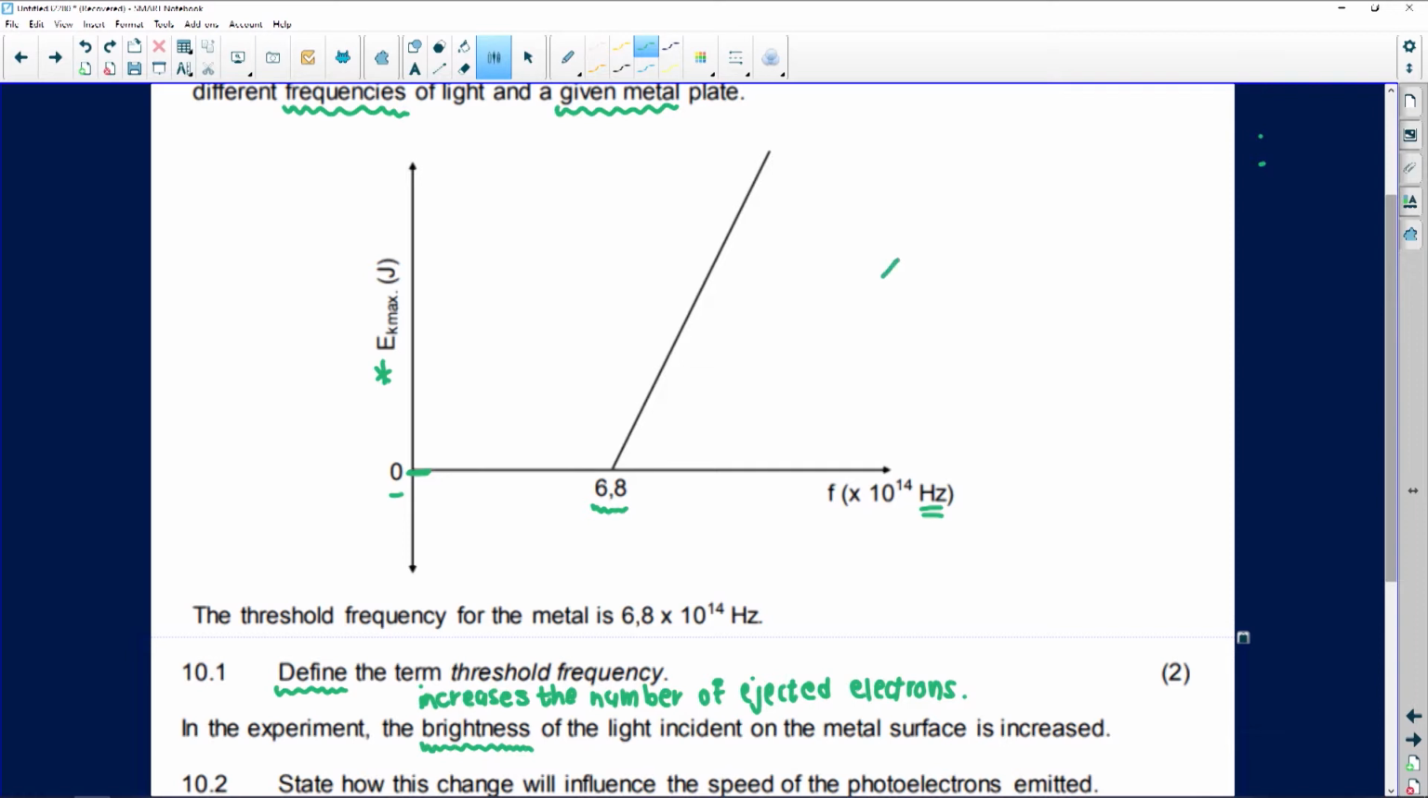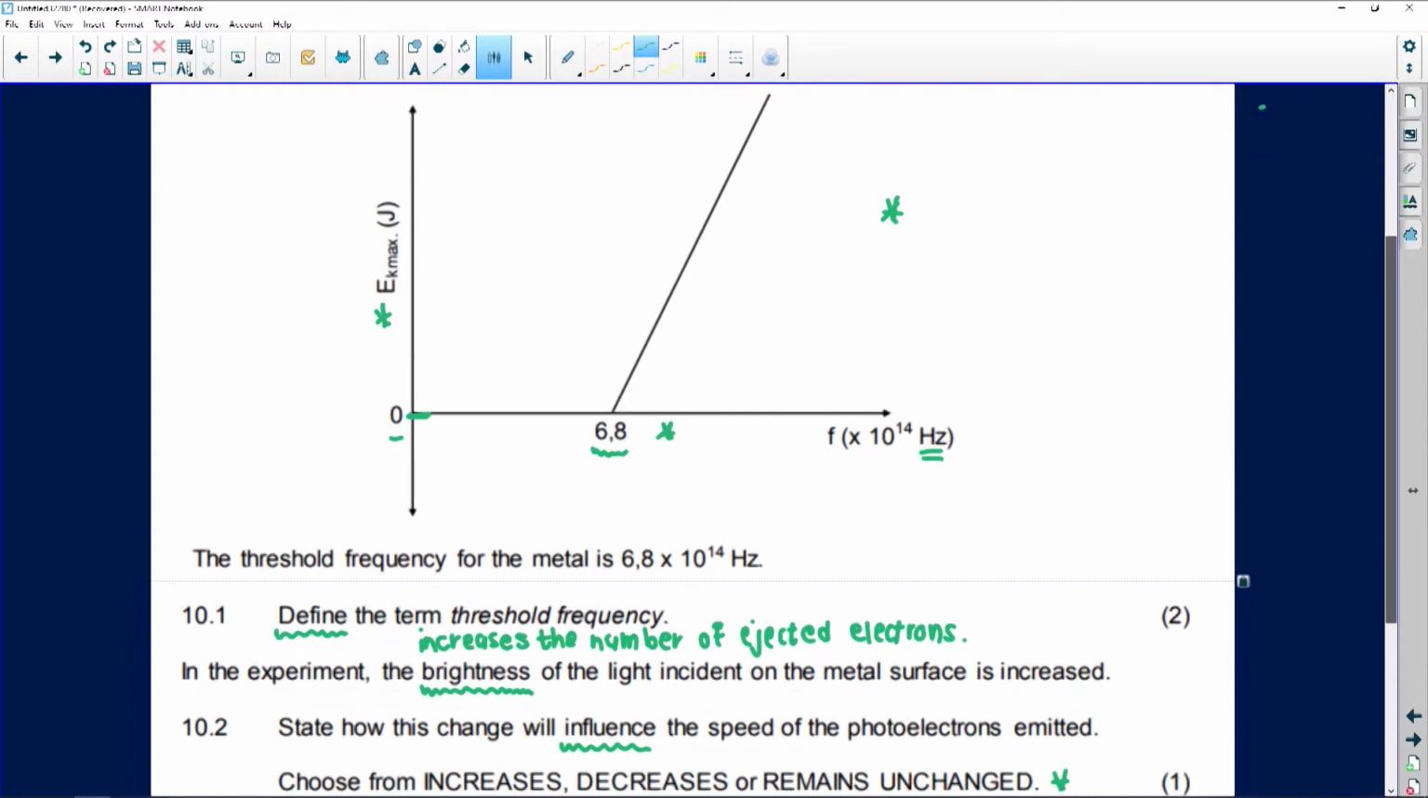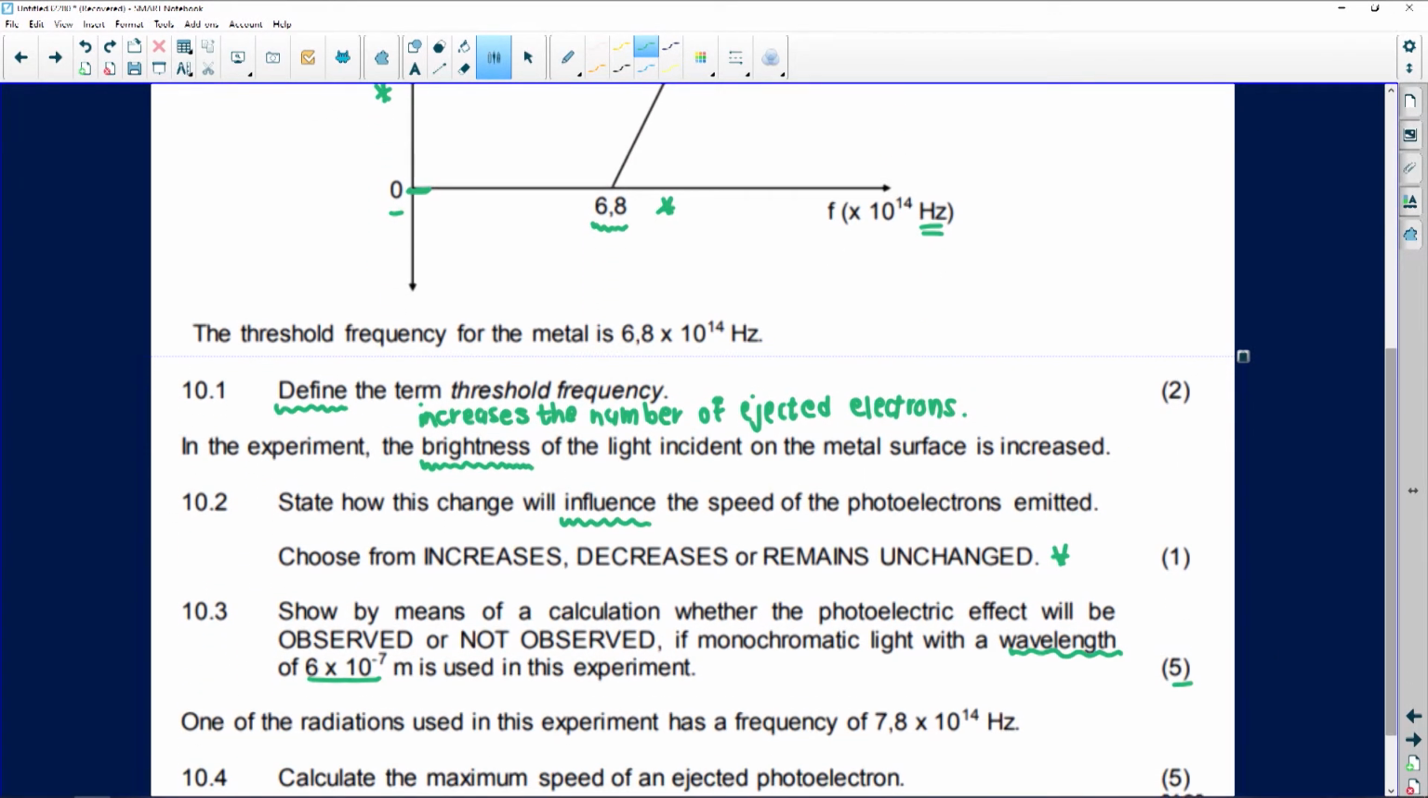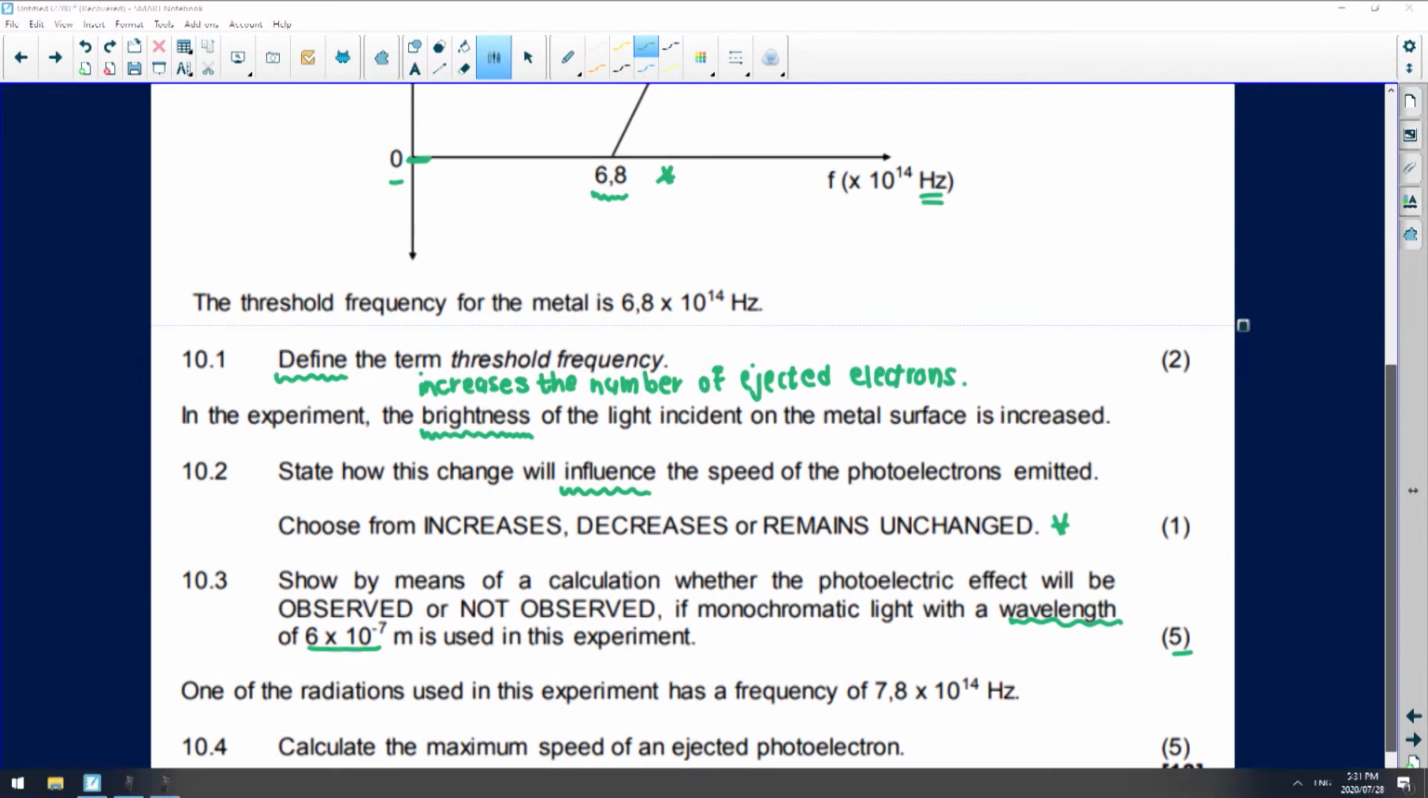Here, this is our first clue. We were given a certain metal. They didn't tell us which. They just said a given metal. They told us that the threshold frequency of the metal is 6.8. Now they are telling us that we need to calculate if we used a wavelength of 6 times 10 to the negative 7 meters in the experiment, whether the photoelectric effect will be observed or not observed. Now, this is how you need to think. You need to see whether something is going to happen or it's not going to happen. How do we know this in the photoelectric effect? If we have a certain metal and the frequency is enough to eject the electron, then the photoelectric effect is going to occur.